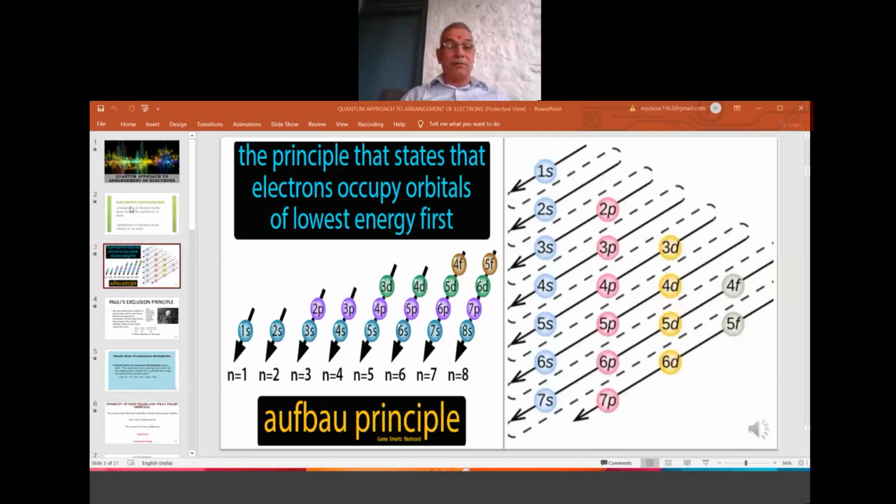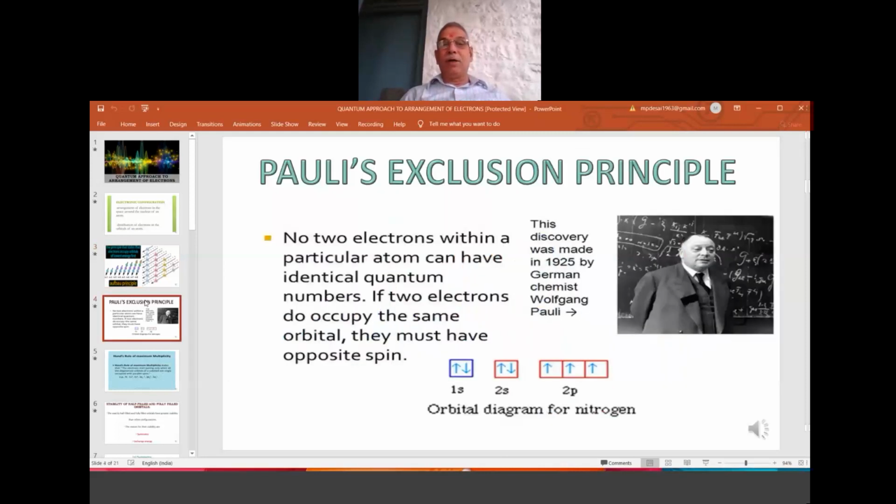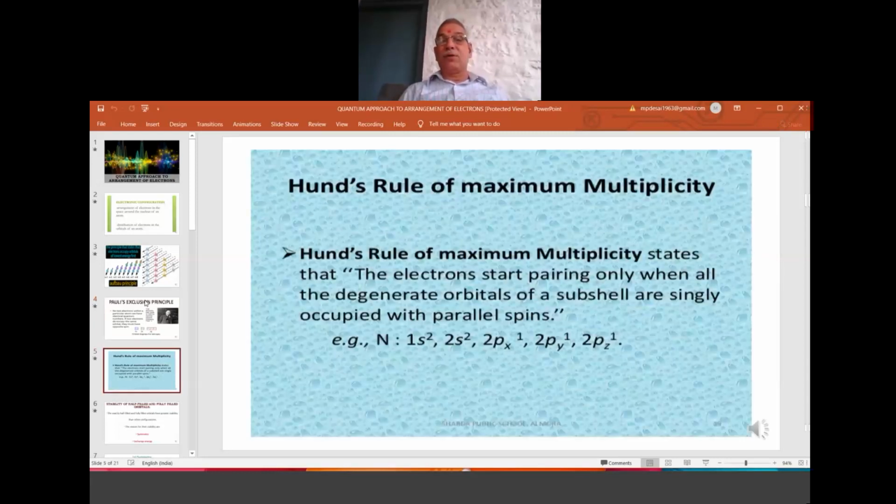Now this one is most important, from Germany. Pauli's exclusion principle has occurred many times in the examination. So in one sentence, no two electrons can have the same set of four quantum numbers, or every orbital will take not more than two electrons, that too with opposite spin. Hund's rule of maximum multiplicity: as long as place is available, electrons will not prefer to go for pairing.